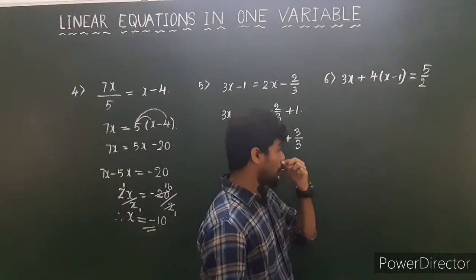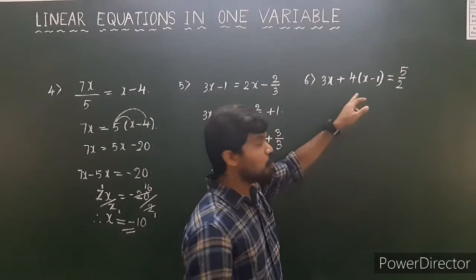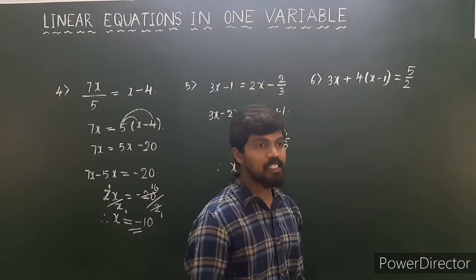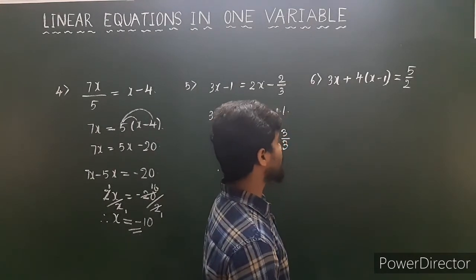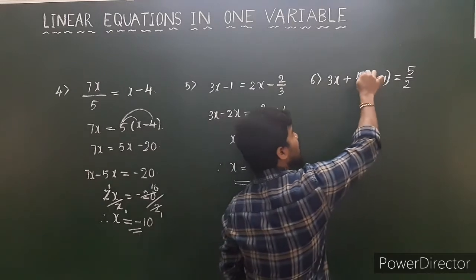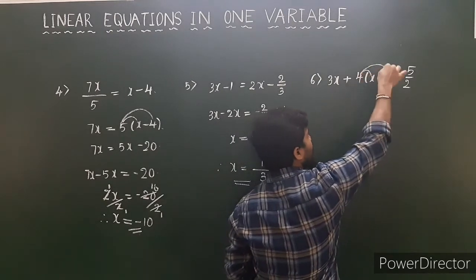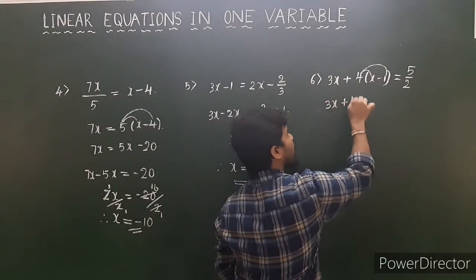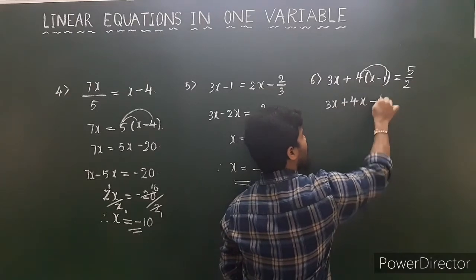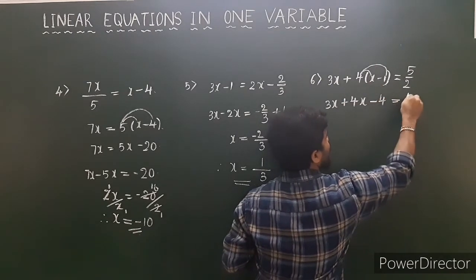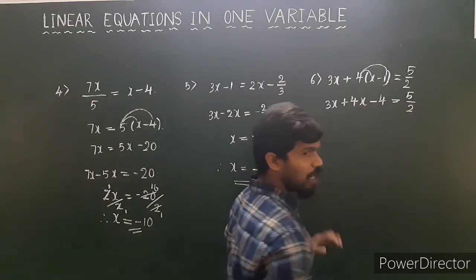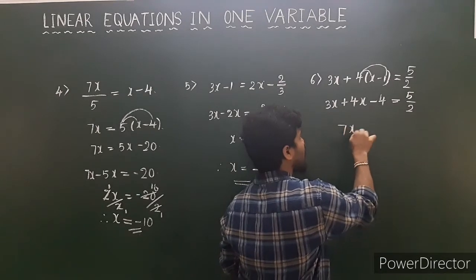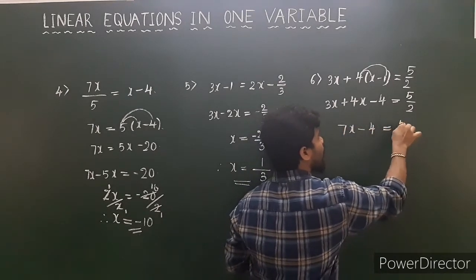So next problem, 3x plus 4 of x minus 1 equal to 5 by 2. So first we have to multiply here: 4 into x and 4 into minus 1. So 3x plus 4x, 4 into minus 1 you get minus 4, equal to 5 by 2. So next, 3x plus 4x you get 7x minus 4 equal to 5 by 2.